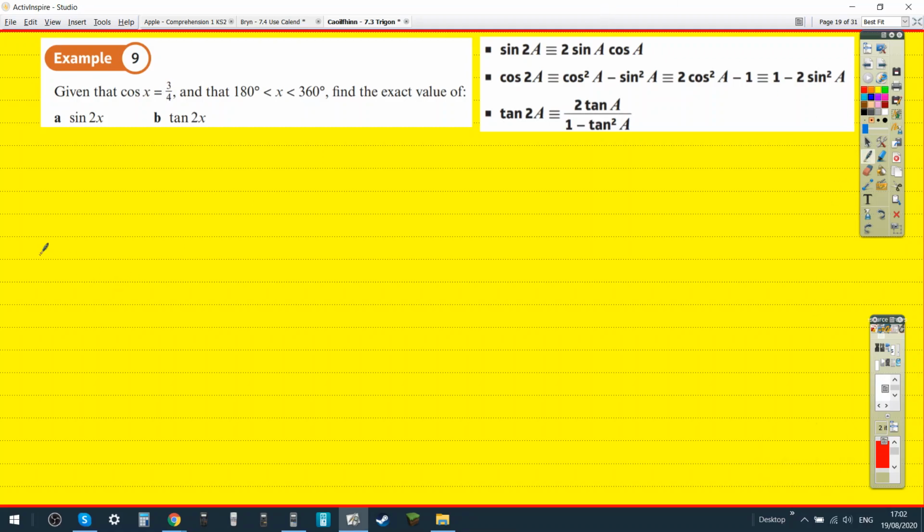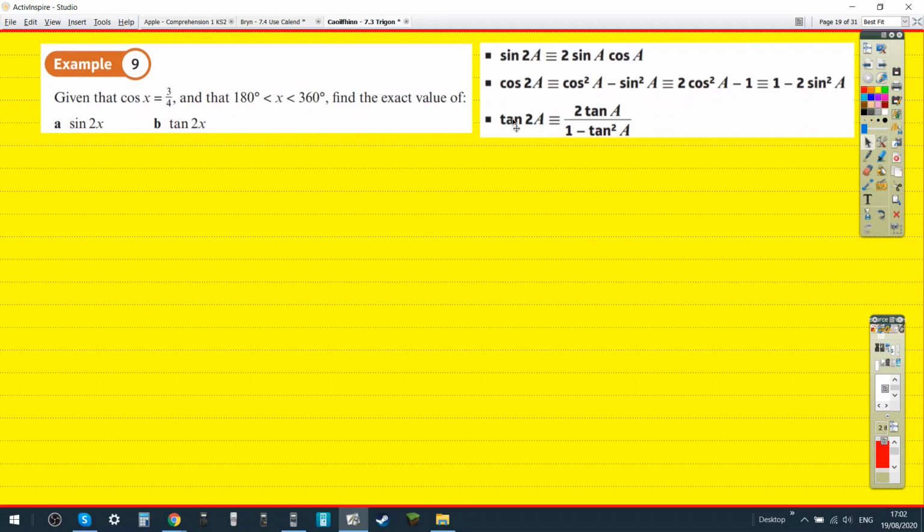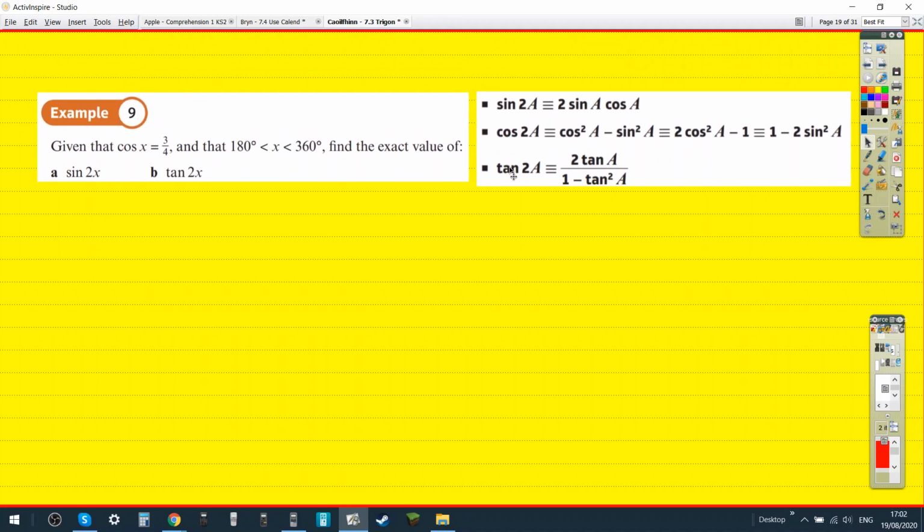Please can you move the box on the right down a little bit? Thank you.